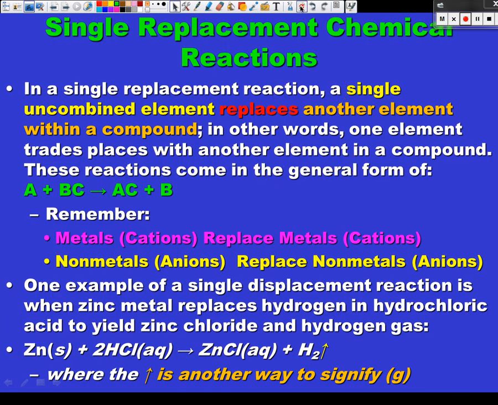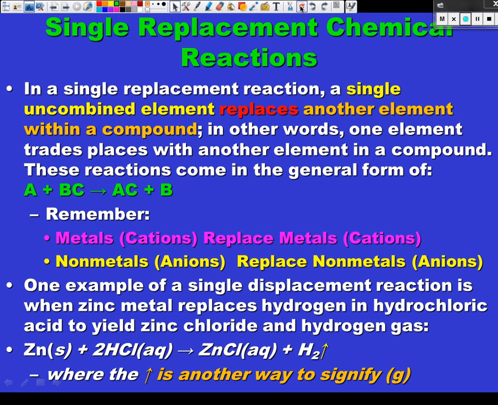In a single replacement reaction, a single uncombined element replaces another element within a compound. In other words, one element replaces another. So it's A plus BC yields AC plus B. And if you put a star beside the purple and gold right there for me, those little sub-bullets on there, I can't express to you how important that is.